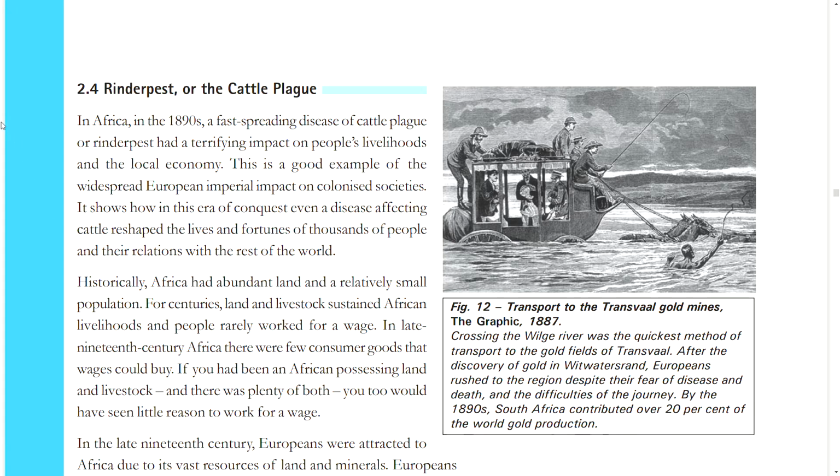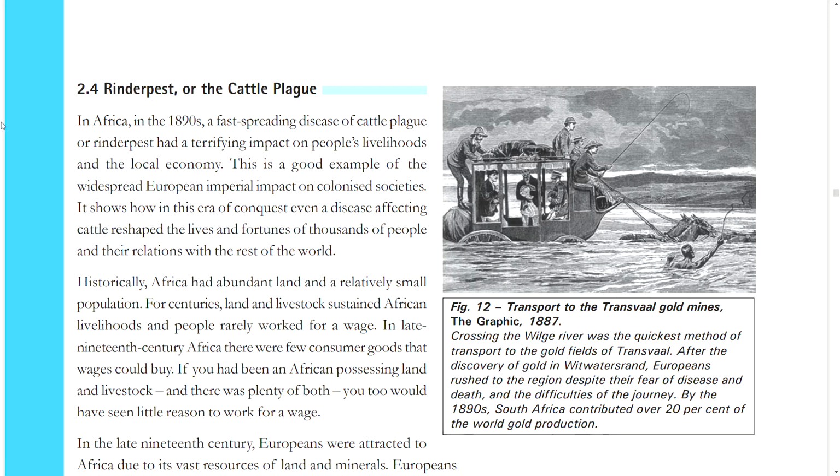In Africa, in the 1890s, a fast-spreading cattle disease, the cattle plague or rinderpest, had a terrifying impact on people's livelihoods and the local economy. This is a good example of the widespread European imperial impact on colonized societies. It shows how, in this era of conquest, even a disease affecting cattle reshaped the lives and fortunes of thousands of people and their relation with the rest of the world.